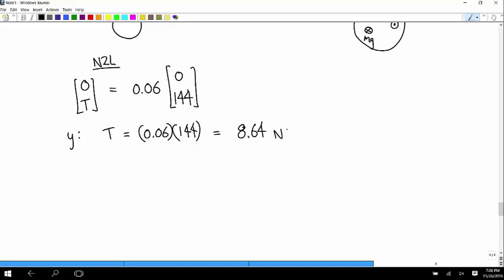So you would need a string that can withstand a force of 8.64 newtons, like 2 pounds of force. Yes. No, we didn't put any friction in. But you're right. If there was friction, that would be another force you would have to put in there.